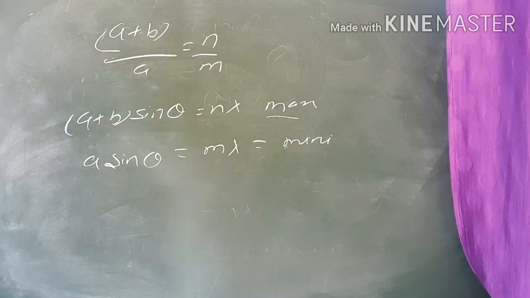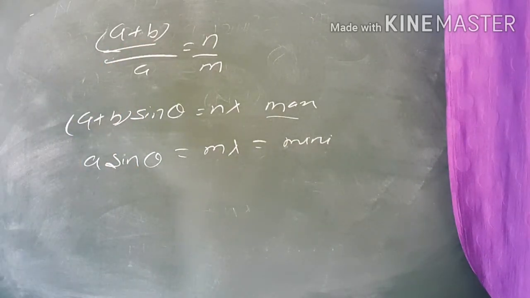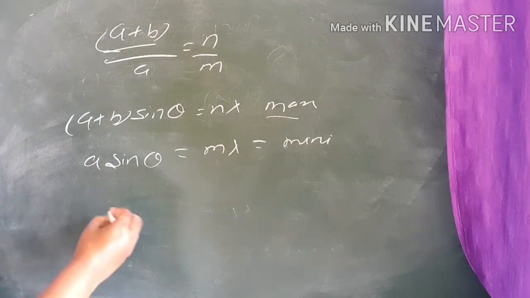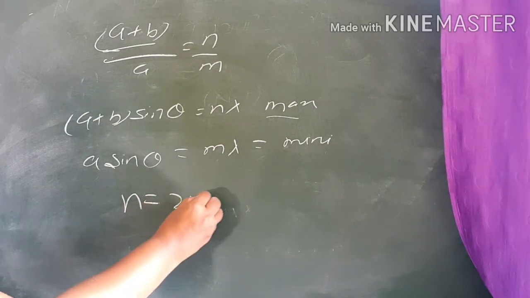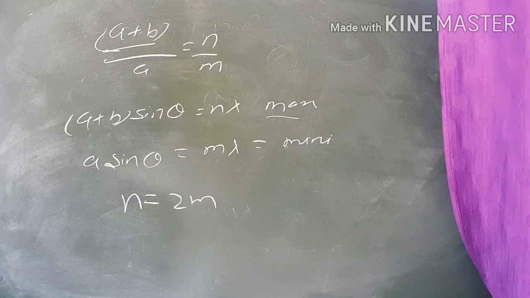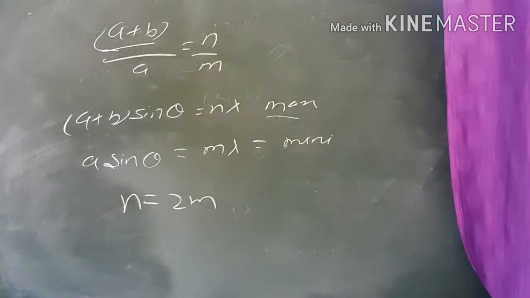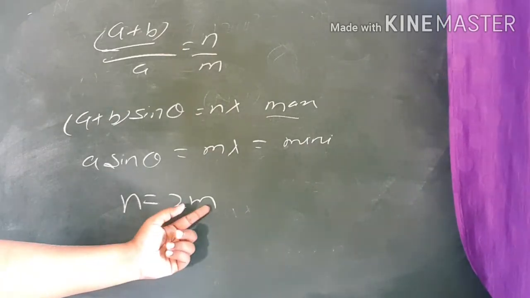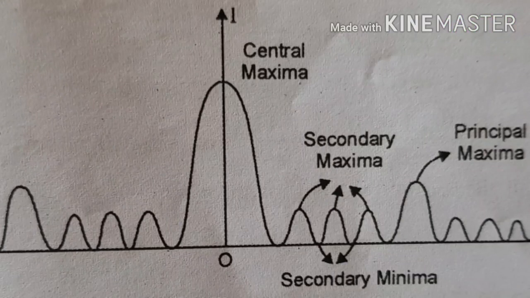So if a and b are equal, width of the slit is equal to the separation between two slits, we have n is equal to 2m, where m is equal to 1, 2, 3 and so on. So from here we can see that second, 4th, 6th order of the spectra will be missing. For m is equal to 1, 2, 3, n is equal to 2, 4, 6, 8 and so on. These spectra are missing.